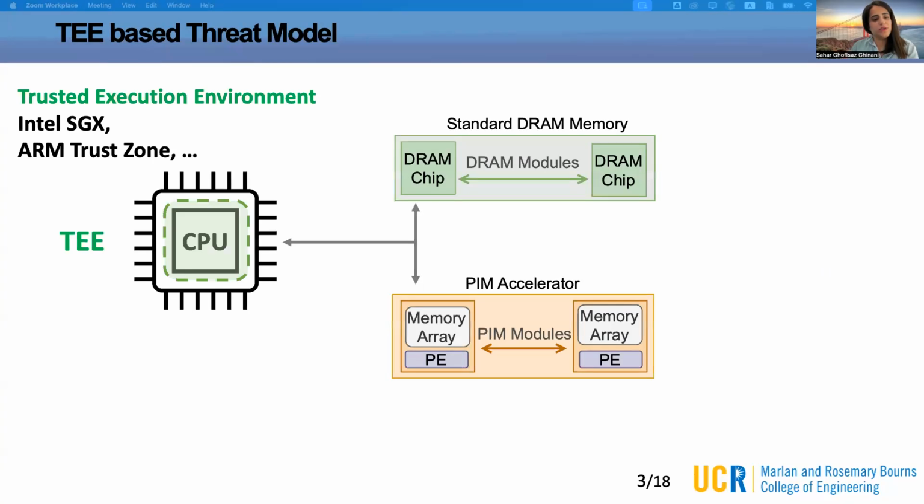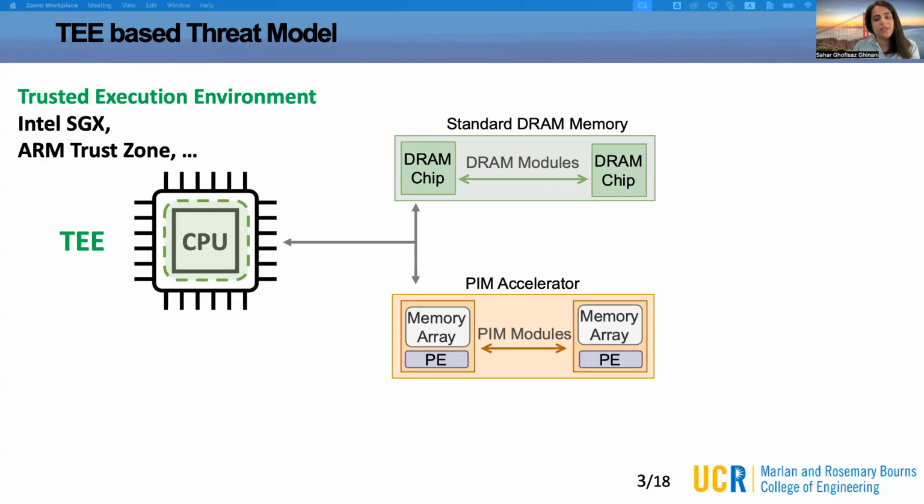So trusted execution environments, or TEEs, are proposed to ensure the confidentiality and integrity of sensitive data and code. And the data within the TEE is protected from attackers. Intel SGX and ARM TrustZone are some examples of these TEEs.